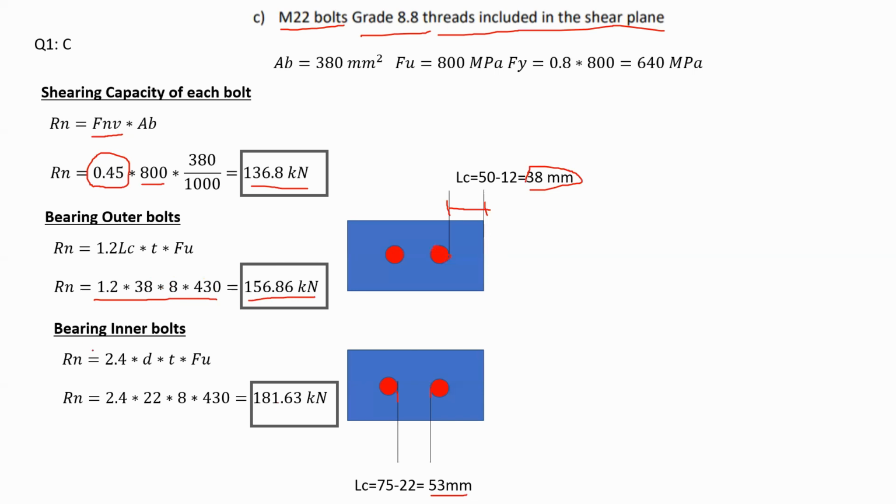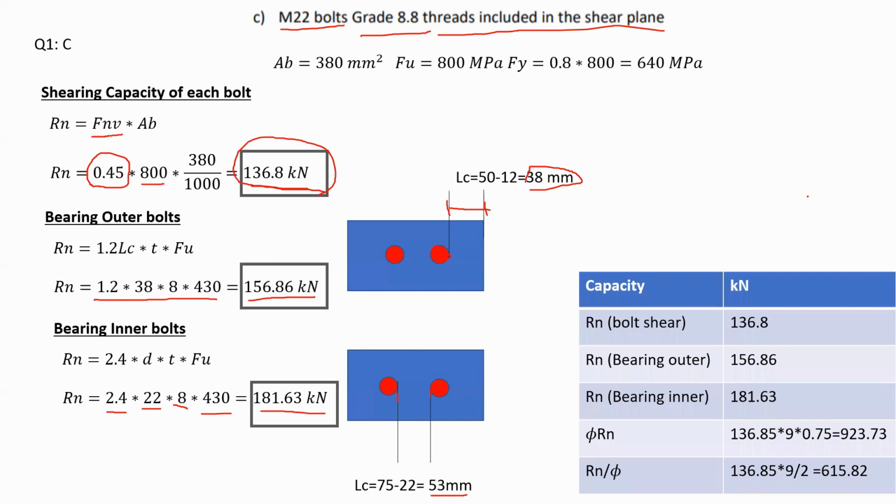Lastly, the bearing of inner bolts. So from here, 2.4 multiplied by the diameter of a bolt, thickness of a plate, and F ultimate, and you get the capacity based on that. Now, as you can see from here, that's my lowest capacity.